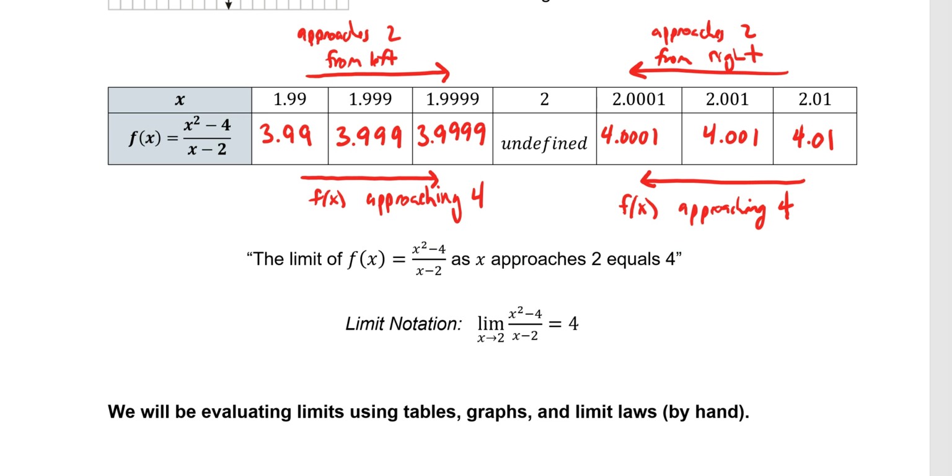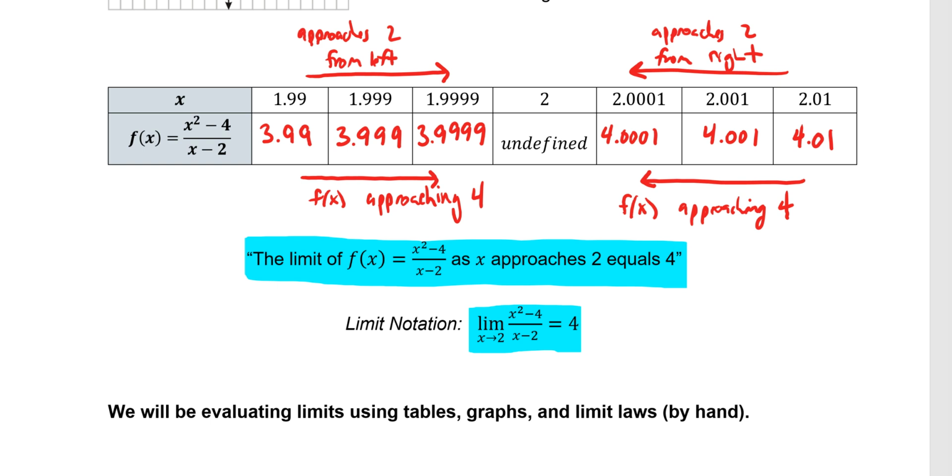So in limit notation, we're going to be seeing this notation a lot in all of these sections. The limit notation, which I have more formally denoted on the next page, is this right here. And you read this exactly the way that I have it written right up here. So the limit of f of x, or the limit of x squared minus 4 over x minus 2, as x approaches 2 equals 4, which means the y values are getting closer and closer to 4 from both sides as x gets closer and closer to 2.